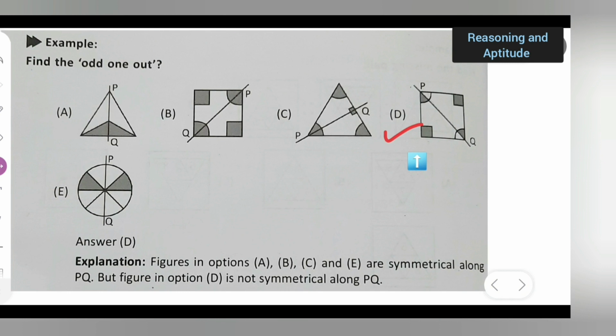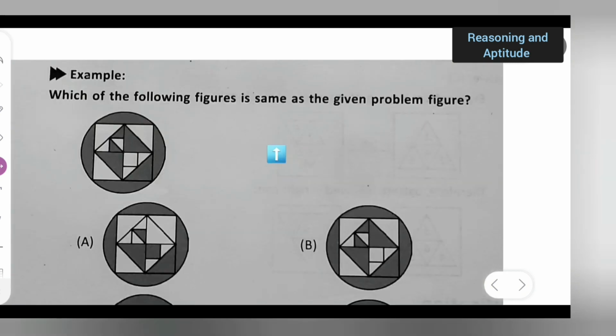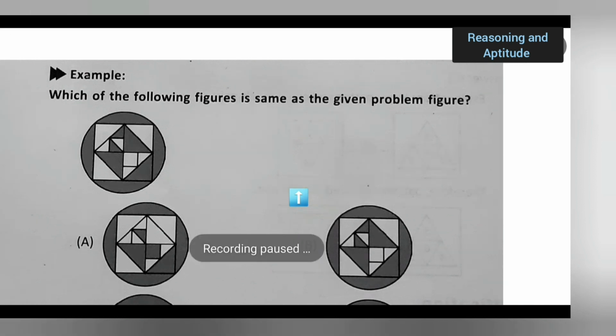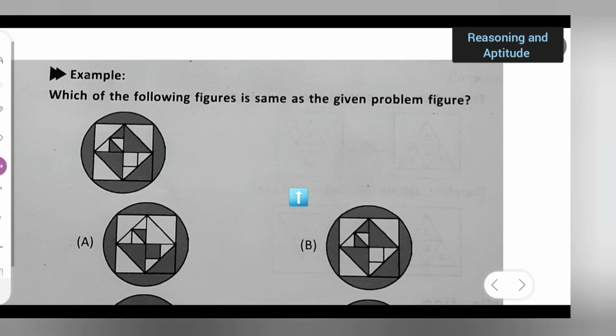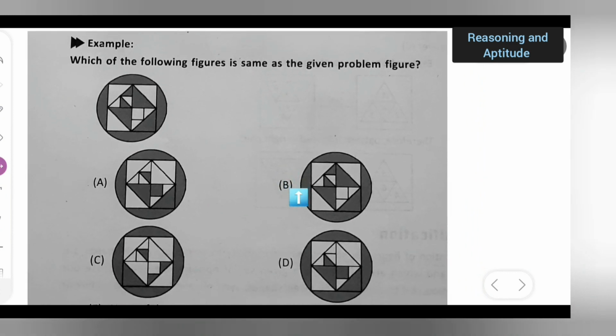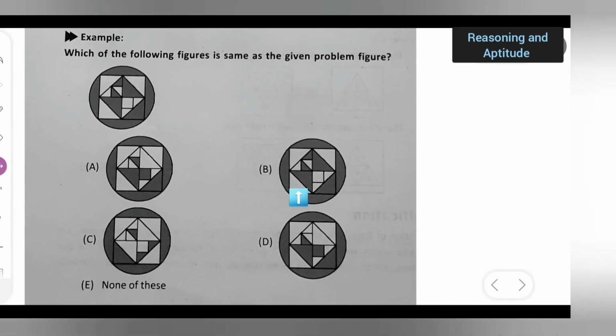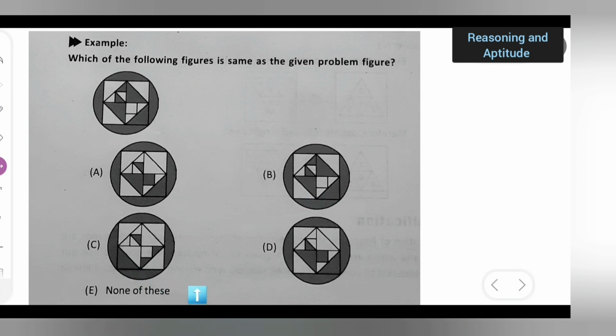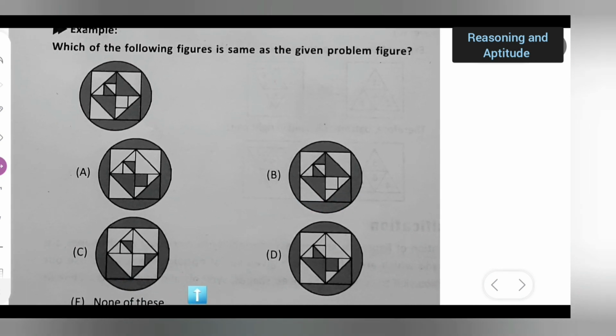Next, let us see the next example. The next example is, which of the following figures is the same as the given problem figure? This is very easy. You all can make it out directly by looking at the figures. You all have to see this properly, right? Option E is none of these. So let me see the figures. Which figure is the same as the given problem?